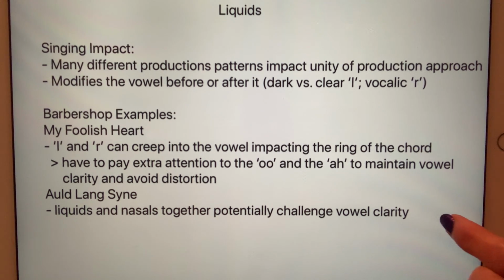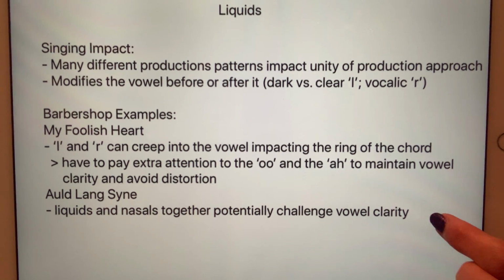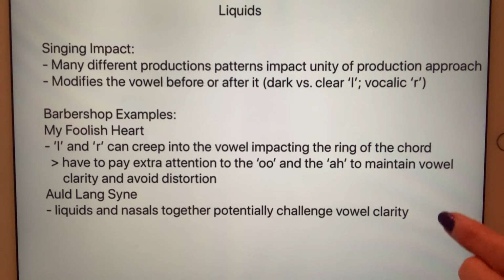Are you noticing how it's not just about the consonant sounds, but if we want to ring chords, we have to ring them on the vowels, and we have to let the consonants convey meaning and then get out of the way.